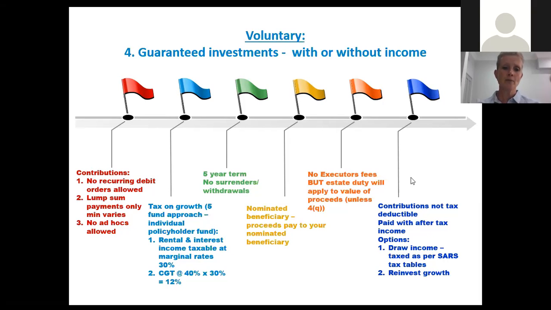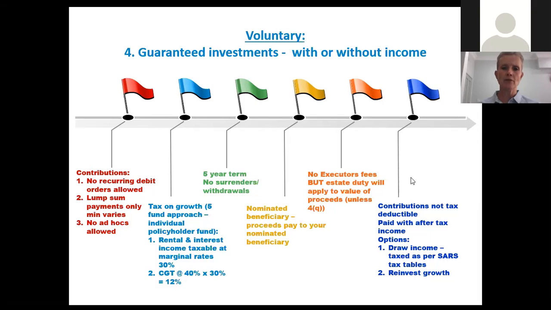So these particular products are, again, no recurring contribution, lump sum only payments, no ad hocs allowable. So the last 2 or 3 products are very similar in terms of how they work in terms of contribution. The tax on the growth, it's the 500 approach yet again. So favorable in terms of the 30% income tax and the 12% capital gains tax. It carries a 5-year guaranteed term.